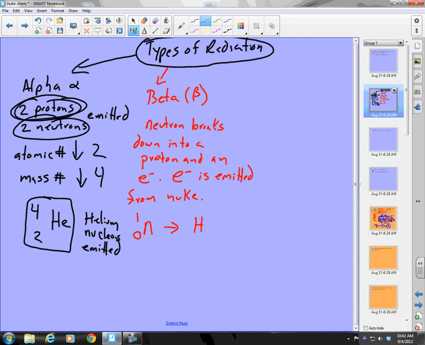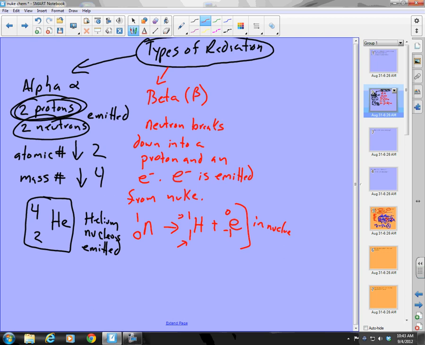I like to use the symbol H for my proton because a hydrogen atom without an electron is nothing but a proton. Some people use P. I tend to use H. It has a mass number of 1 and an atomic number of 1. And then how do I represent an electron? Well, in this type of nuclear equation, an electron is represented by 0 mass number and -1 for the atomic number.